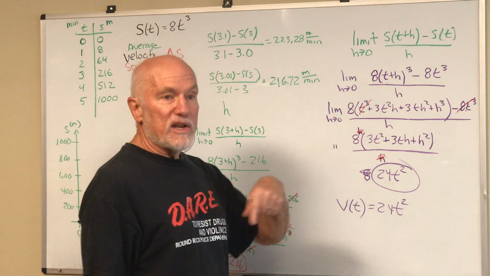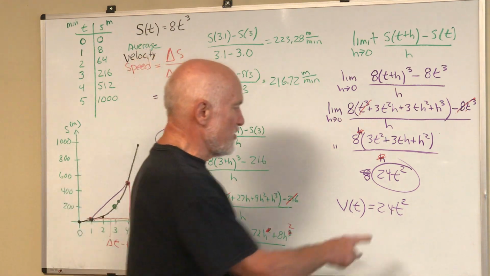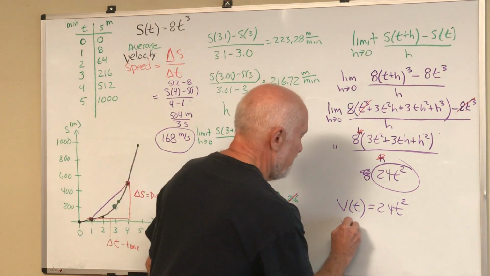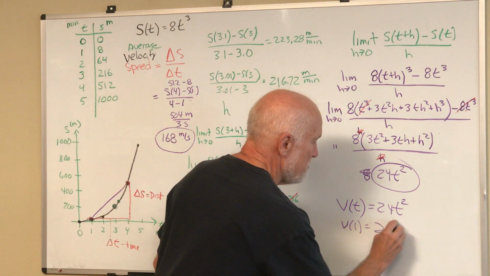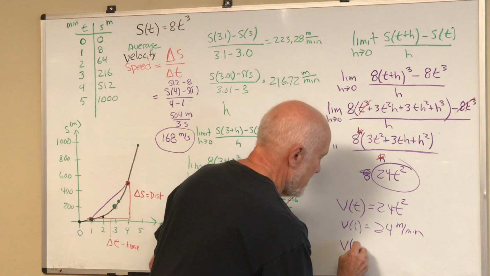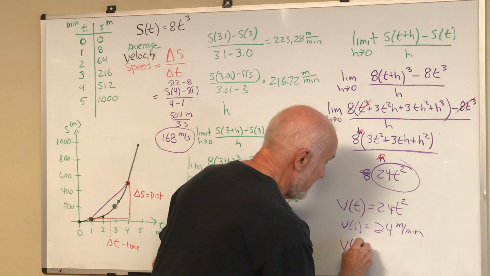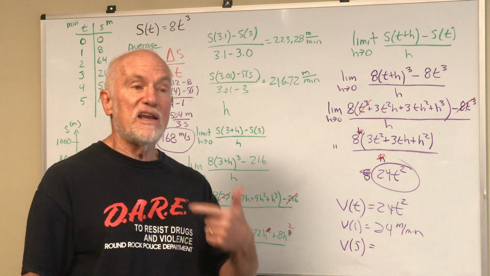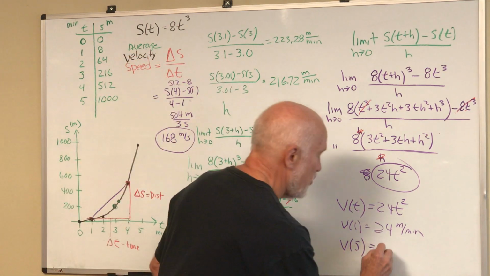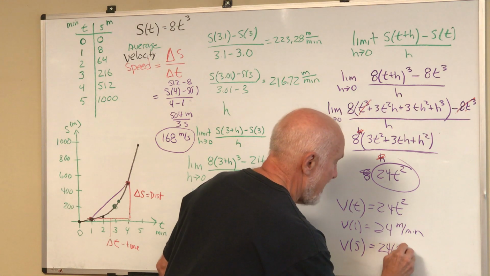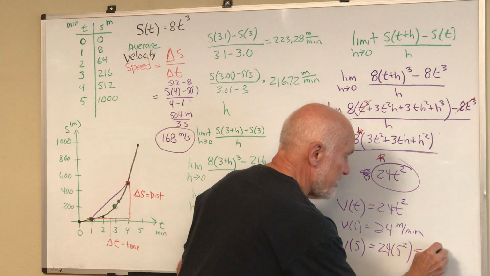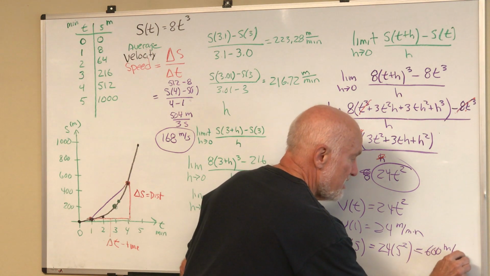And what did we want to do? Plug in some numbers. So we plugged in different times. At time 1, we were going what? V of 1, 24 meters per minute. At time 5, that was the really interesting one. How fast were we going at the very end? Because it felt like that's when we were going the fastest. So we put in 24 times 5 squared, which is 600 meters per minute.